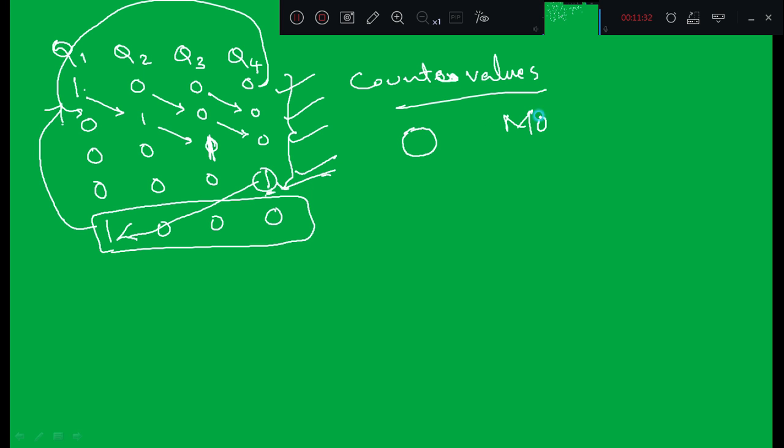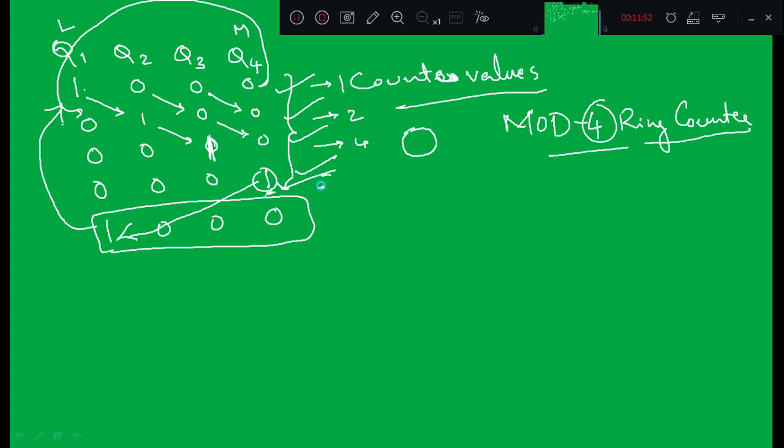Sometimes it is also called a mod 4 ring counter. Why mod 4 ring counter? Because it has a total of 4 states. This is one state. If I treat this as LSB and Q4 as MSB, then this state is 1, this state is 2, this state is 4, and this state is 8. So 8, 4, 2, 1. These are the count values you are going to get if you connect 4 D flip-flops in cascade and connect the output of the last flip-flop to the input of the first flip-flop, right? So this is a mod 4 ring counter.